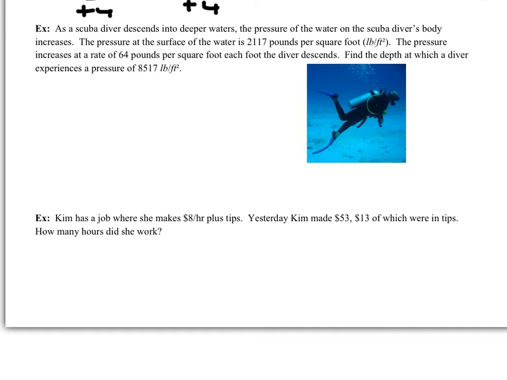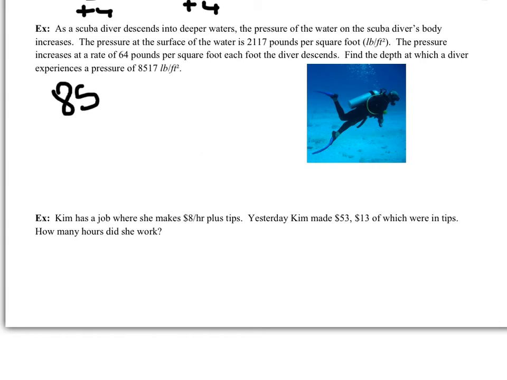So what's happening is at the surface of the water, if you can kind of picture it up here, as soon as he gets in the water, there's this much pressure on him, 2,117. And as he goes deeper and deeper, every foot that he goes down, another 64 pounds of pressure would be added to him. And it wants us to find the depth at which the diver experiences a pressure of 8,517 pounds per square foot.